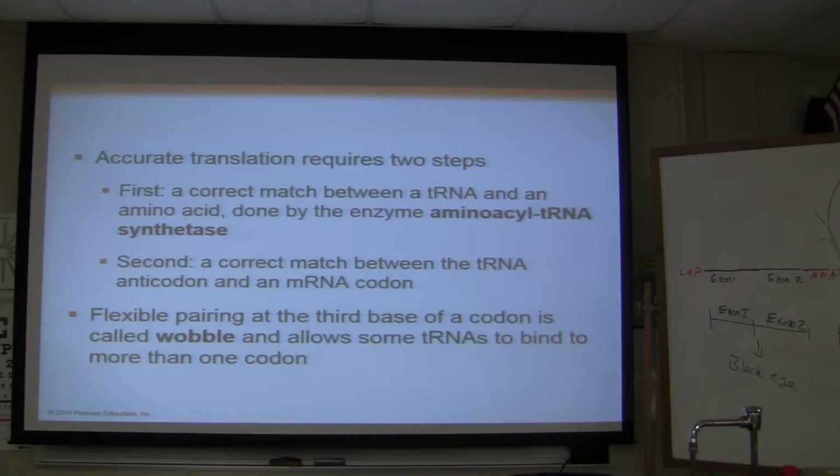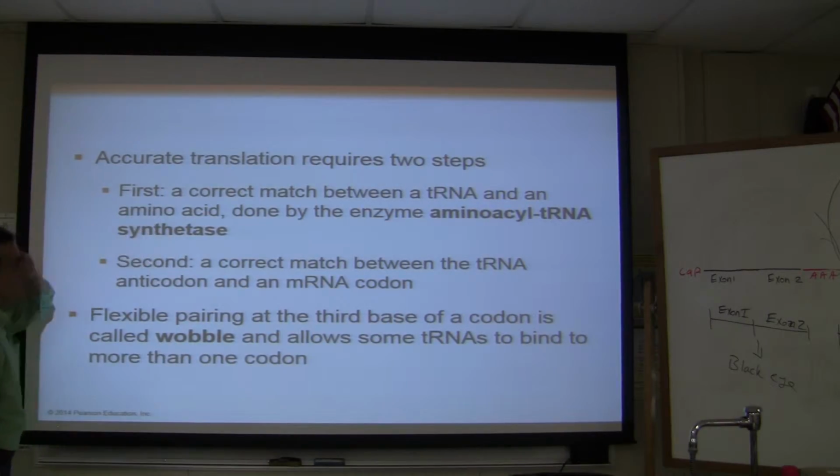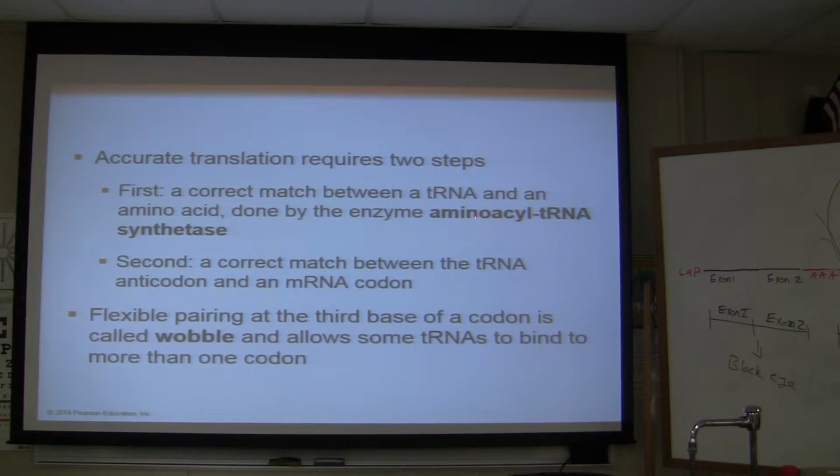That's how it is. Accurate translation requires 2 steps. Okay, so translation, the bottom line of it is 2 steps. Let's see what they are. First, a correct match between a tRNA and amino acids, done by enzymes, aminoacyl tRNA synthetase. I'll show you some pictures in a minute. The second, a correct match between the tRNA anticodon and the mRNA, which I didn't talk about.